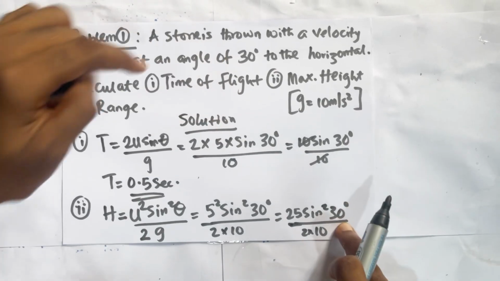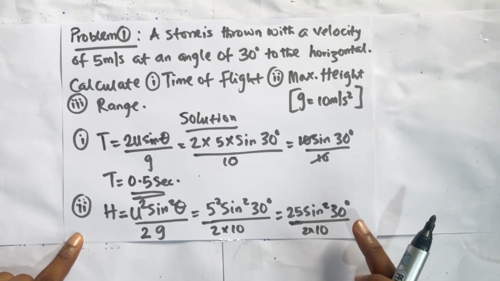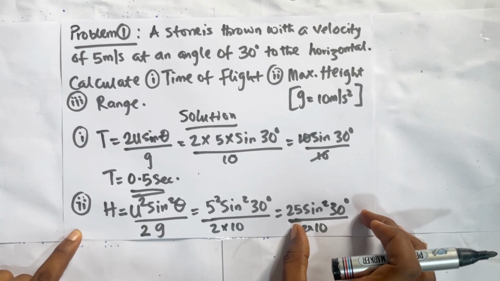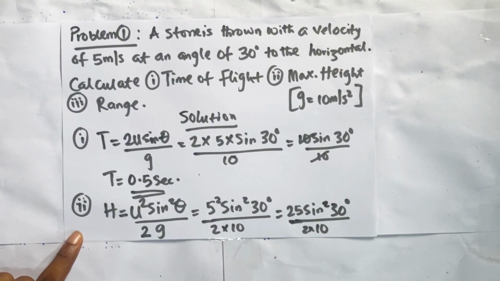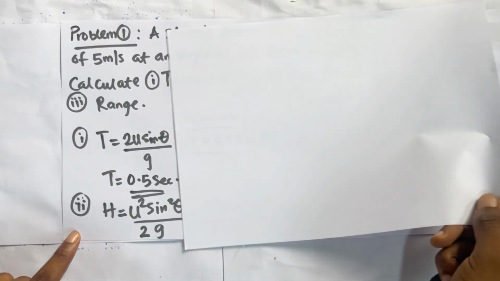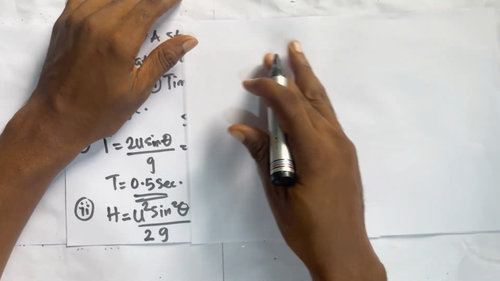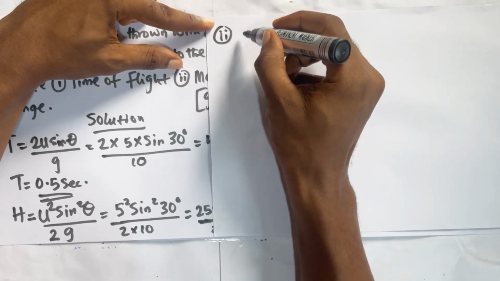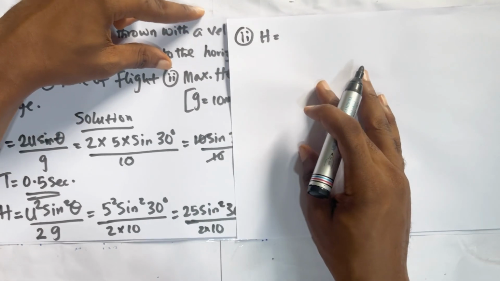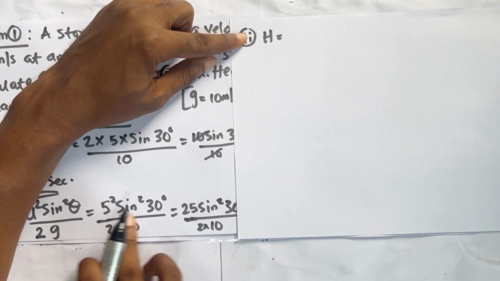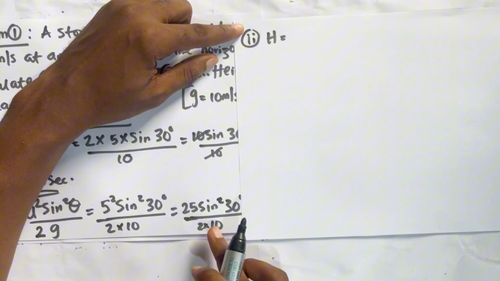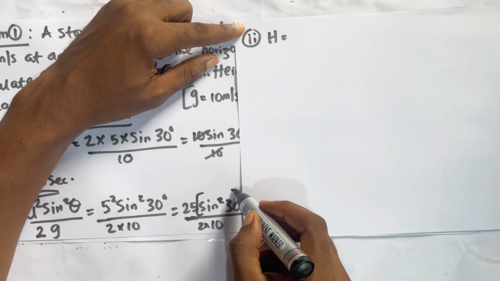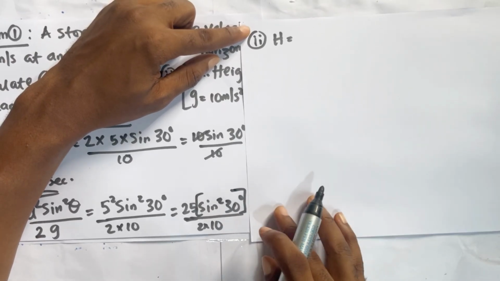Now, my students always have issues with doing this. Now, I'm going to simplify this so that you understand. This is not difficult. Now, how do you simplify that problem? So therefore, my h is equal to 25. 5 square is 25. 25 times you sine 30, then square it. That's how to get this problem solved.